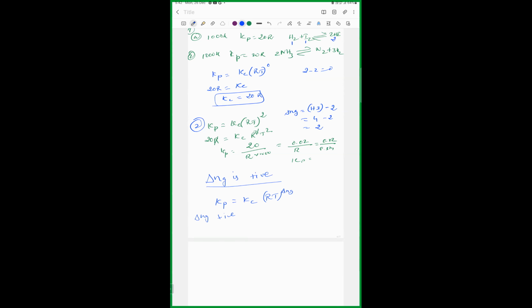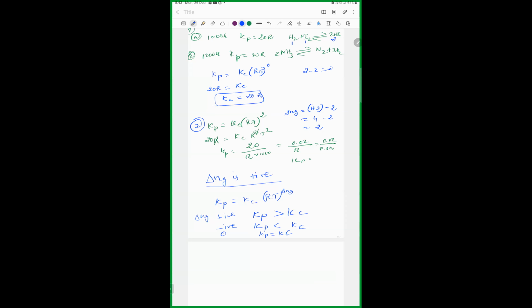Now put it in this equation. When delta NG is positive, KP is greater than KC. Negative means KP is lesser than KC. And 0 means KP is equal to KC, correct? So this is the equation we arrived at in the last class.